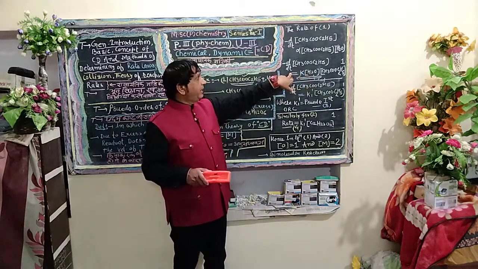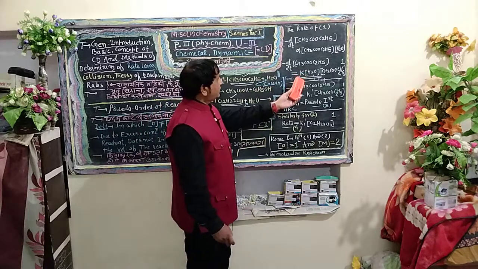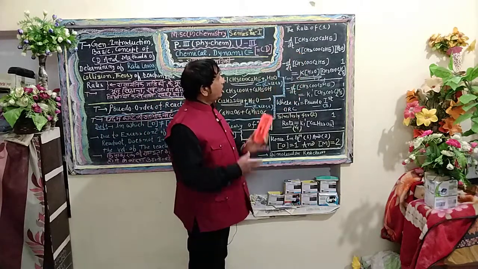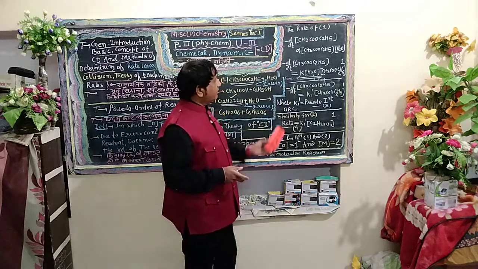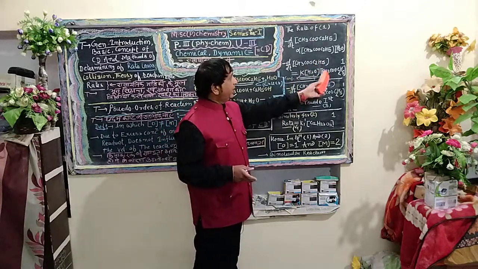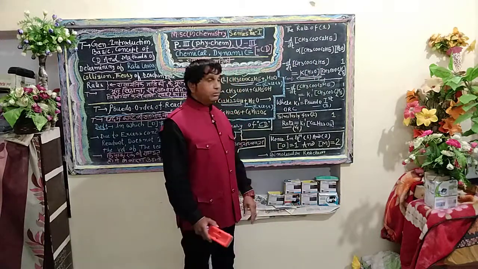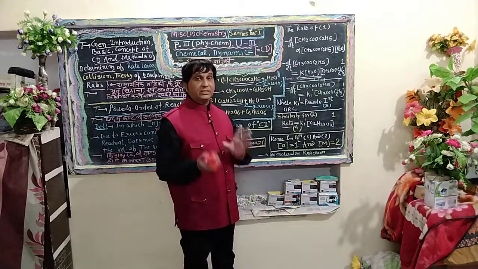Next, minus d by dt of CH3COOC2H5. In order to remove the proportionality we require a constant. I write here K, and that is of H2O, the active mass of water, and the active mass of CH3COOC2H5, its concentration to the power of 1.